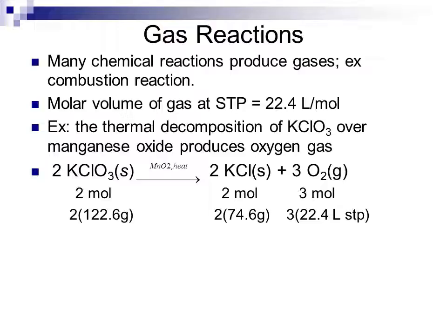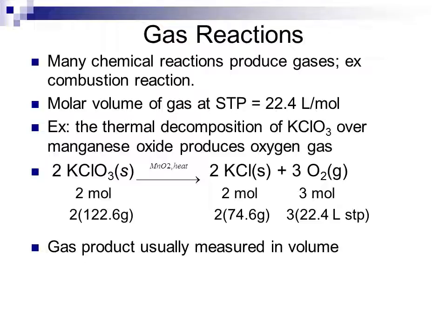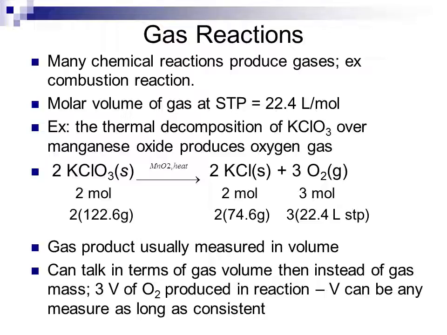But then when we look at the oxygen, we find that we generally don't measure our gas products in terms of their masses, but rather of the volume of gas produced. So how many standard volumes of gas are produced from the reaction? In this case, 3 moles of gas would produce 3 times the standard molar volume of a gas at 22.4 liters. Gas products are usually measured in terms of their volumes then, rather than their masses. We can talk in terms of gas volumes instead of gas mass. For instance, 3 volumes of oxygen are produced in this reaction.